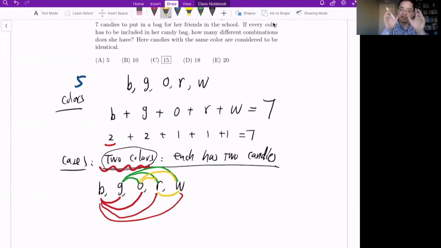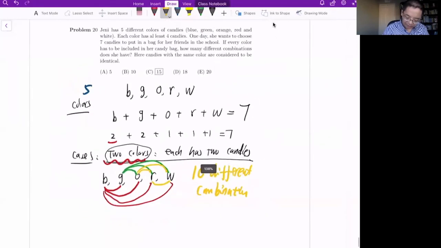So here the combinations is you pick 2 colors such that each of those 2 colors has 2 candies, right? From here we say, okay, we have 10 different combinations. All right, so that's the first case.